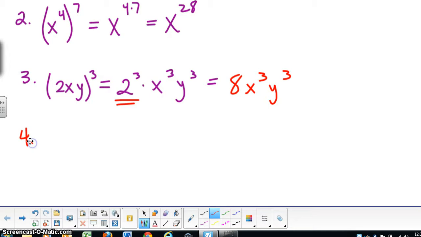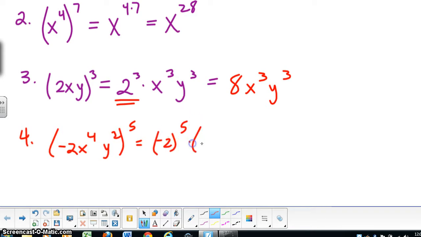Okay, so let's combine a lot of different things we've been talking about. Negative 2, x to the 4th, y squared, all to the 5th power. The first thing I'm going to do is take negative 2 to the 5th power, and then x to the 4th to the 5th power, and then y squared to the 5th power. That's going to help me stay organized and make sure I do not forget anything. Because the multiplication sign, where that is separating them, that's how I knew to separate them, as you see here.